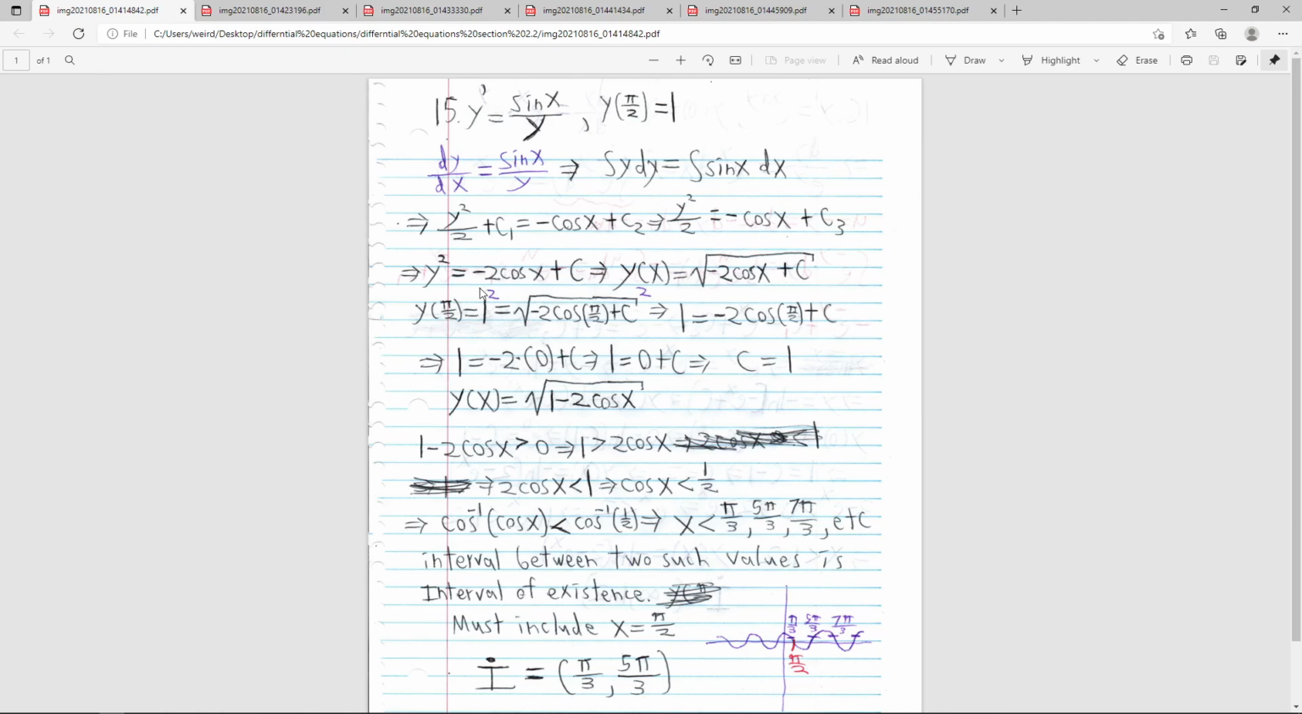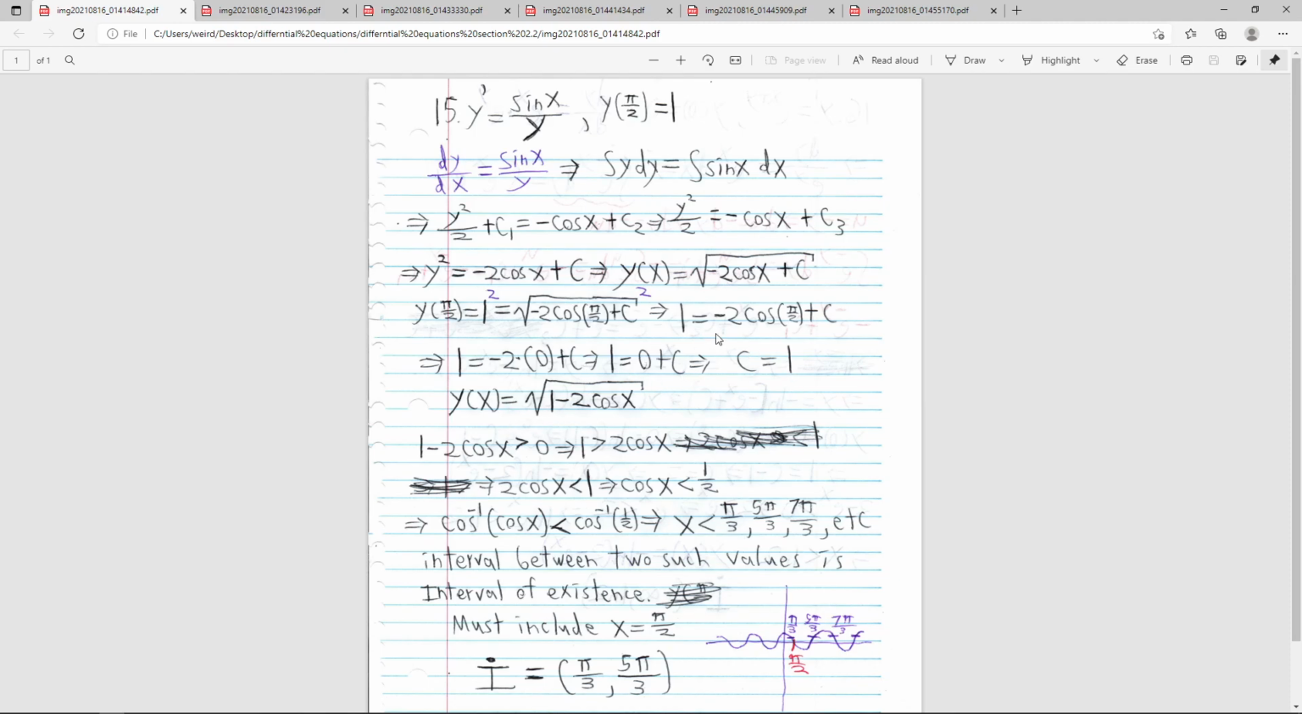So first let's actually get a solution for this. For the exact solution, because we have a general solution, we have to get rid of this constant. So y of pi halves is equal to 1. That means 1 is equal to the square root of negative 2 cosine pi halves plus c. We square both sides to get rid of the square root, so 1 equals negative 2 cosine pi halves plus c. Cosine pi halves is 0, so negative 2 times 0 is 0. So we eventually get just c equals 1.